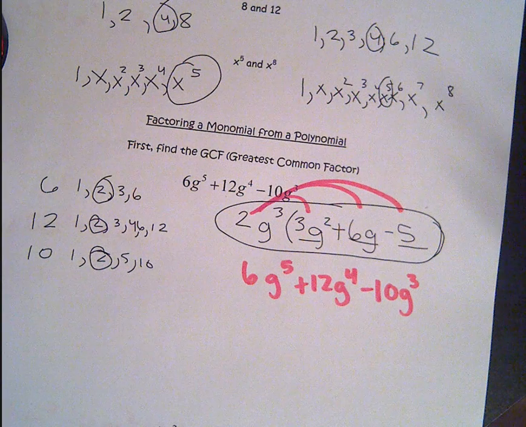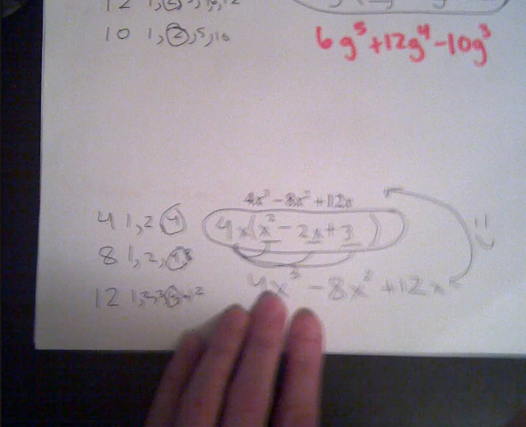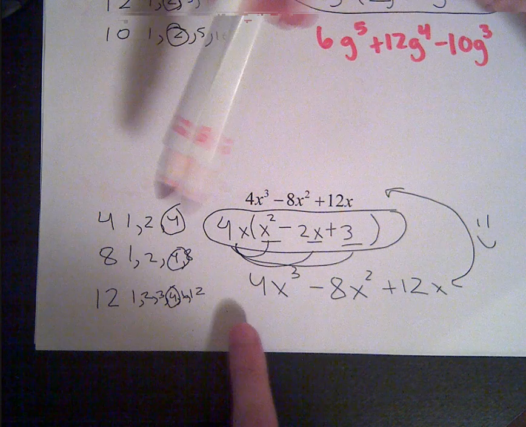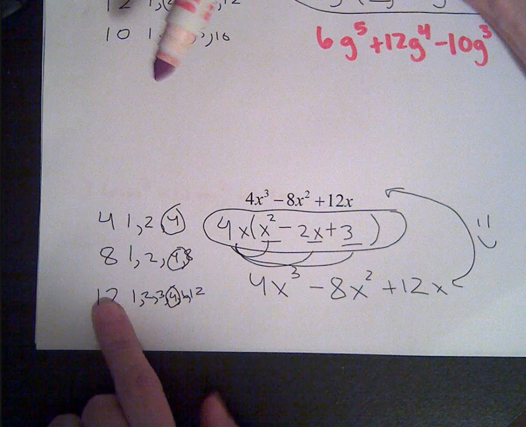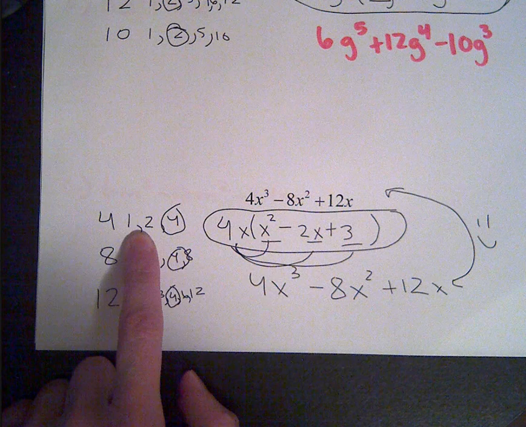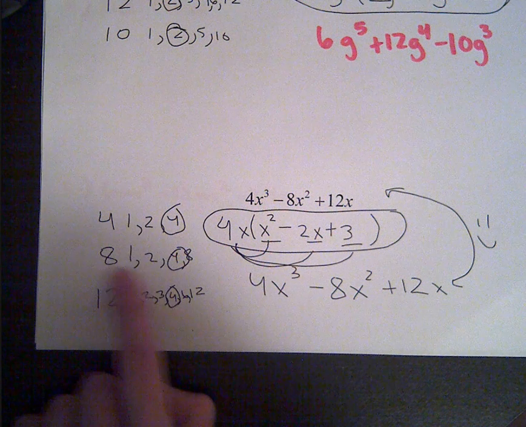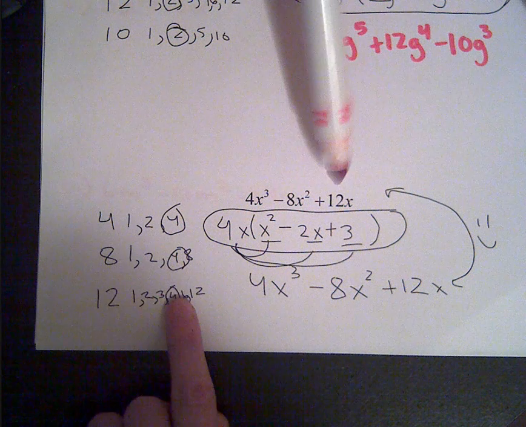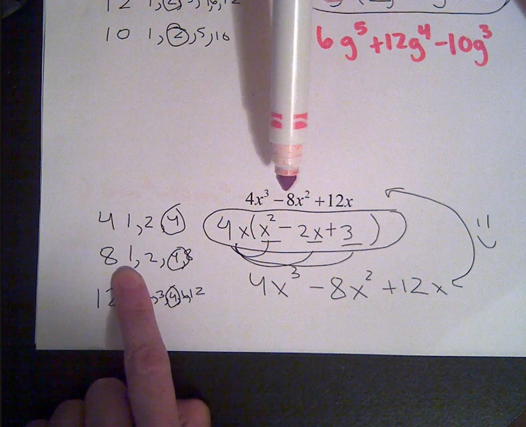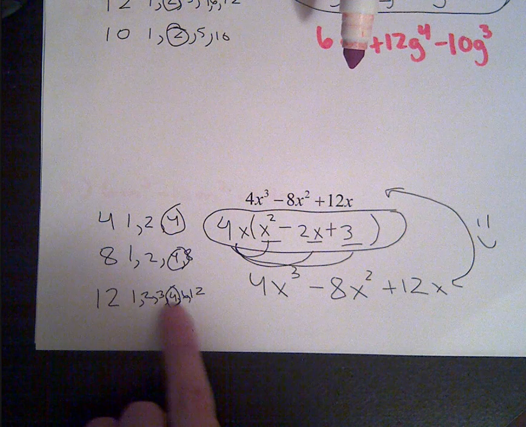So let's look at another one. I've got 4x to the 3rd minus 8x squared plus 12x. First I'm just looking at the numbers. I write down all my factors. 4, 1 and 4, and 2. I don't write 2 twice, even though 2 times 2 is 4, because there's no point. 8, 1 and 8, 2 and 4. Notice I didn't take into account the fact that it's negative. I just put down the absolute value of it. For 12, I've got 1 and 12, 2 and 6, 3 and 4.